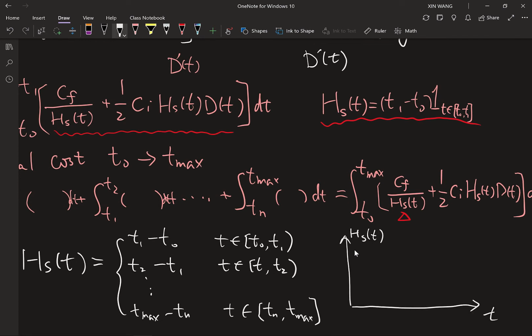So for example, if we have t1 is here, t2 is here, then tmax is here. In the first piece, the function of h(t) should be t1 minus t0. And in the second piece, it should be t2 minus t1. In the third piece, it should be tmax minus t2. So this is a step function. And interestingly, you can see each of the steps is a square, right? Because this width is t2 minus t1, and then the height, which is the headway function, is also t2 minus t1.